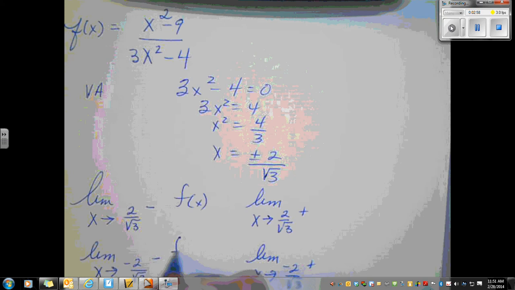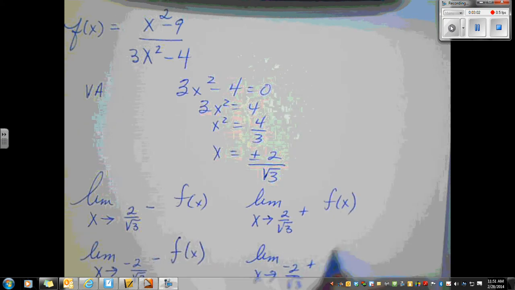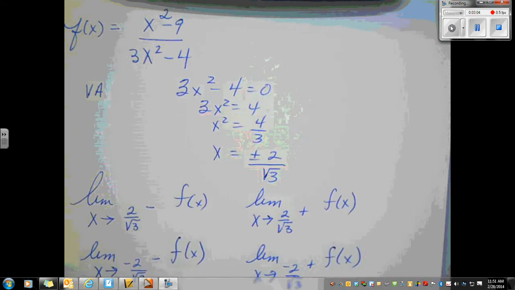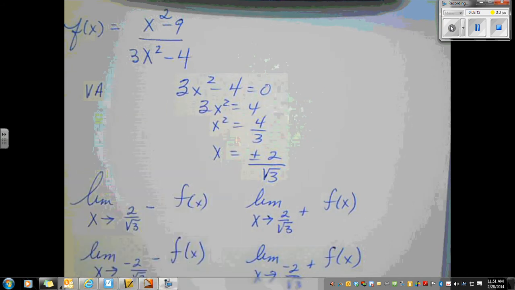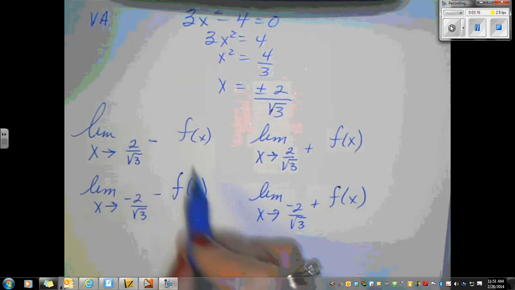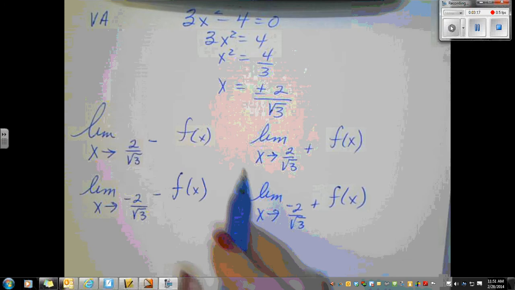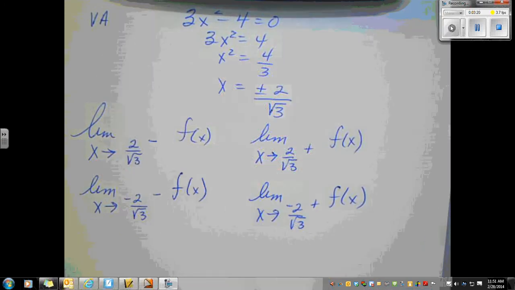Yep. If they just ask you what it is, you can do this. But if you have to prove that those are vertical asymptotes, you have to do this, and these should come out to be positive and negative infinity. Are we going to have to prove most of the tests? No, really not. But if you were asked to, you have to do this.